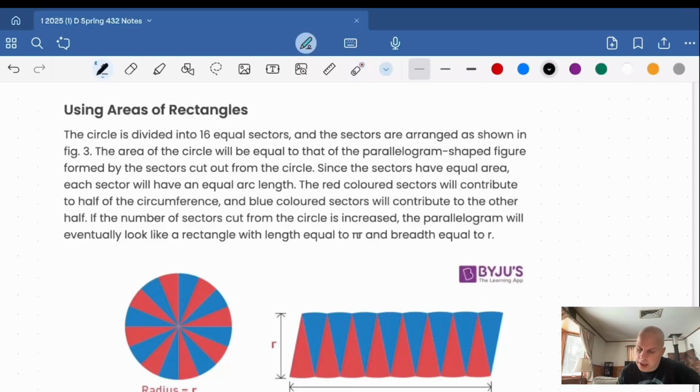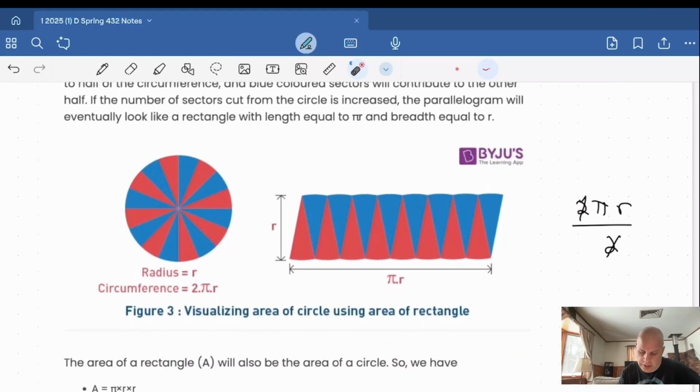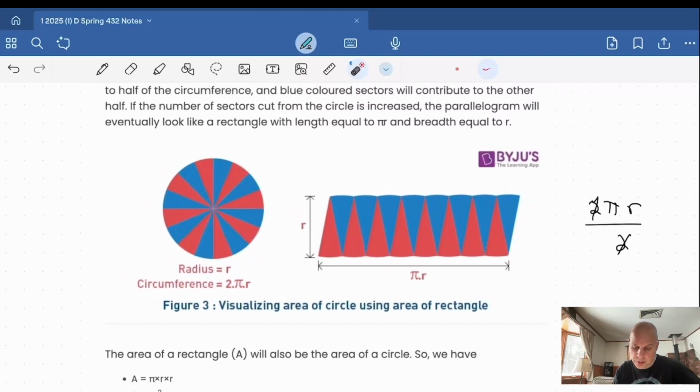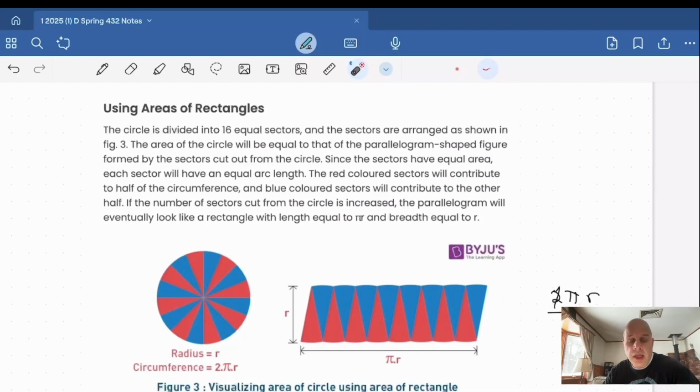So if I take 2 pi r, and I divide that by 2, because I only want the reds, and those 2's cancel out, I'm left with pi r, which is the length of that side of the rectangle. So to get the area of the circle, what we're doing is taking pi r times r, and since r times r is r squared, that's how we get to the formula of the area of that circle is pi r squared. So now that we know our formulas, let's go and do some examples.